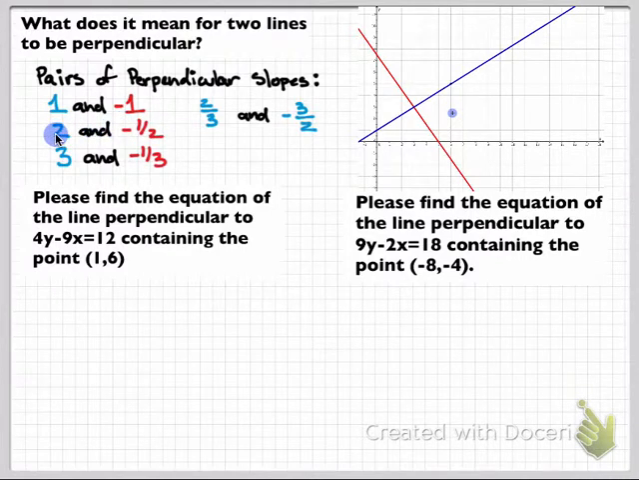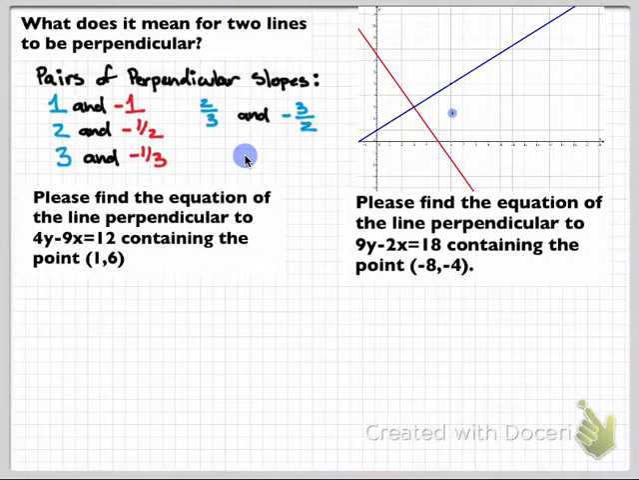So the reciprocal of 2 is 1/2, and the reciprocal of 1/2 is 2. And of course, their signs are opposite. Or for instance, the reciprocal of 2/3 is 3/2. The reciprocal of 3/2 is 2/3, and of course, their signs are opposite. So in general, the slopes of perpendicular lines will have opposite signs, and their magnitude will be reciprocals of one another. So let's go ahead and use that to do some example problems.